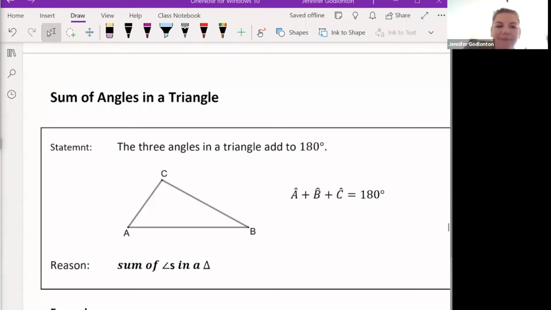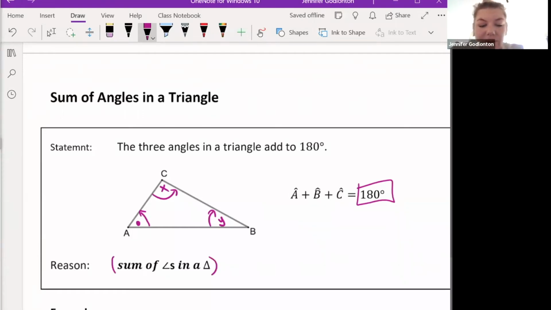Okay, so sum of angles in a triangle. Sum of angles in a triangle all it means is that when we have a triangle, which we all know what triangles are by now, triangles when we have 3 vertices, if we add all of our different angles together, so we take this angle and we add this angle and we add that angle, we get the beautiful total of 180 degrees. So when we add all of the different angles in a triangle, we get 180 degrees. And the reason that when we use this rule is we would say sum of angles in a triangle.